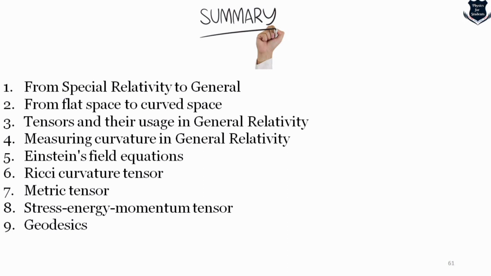Okay, so what is the summary of what we learned? We moved from special to general relativity. We went from flat space to curved space. We learned the tensors and their usages, why we need them, because things are changing and it is to be invariant. Measuring the curvature, we have learned the different components and parts of Einstein's field equation, the Ricci and metric tensor, the stress-energy-momentum tensor, why it is important, how it causes curvature, and moving along the path which is the geodesics.